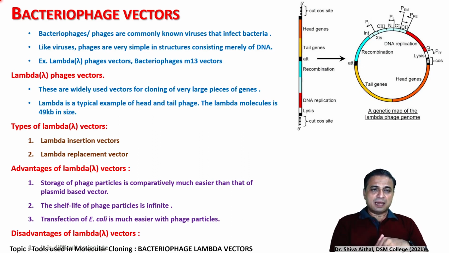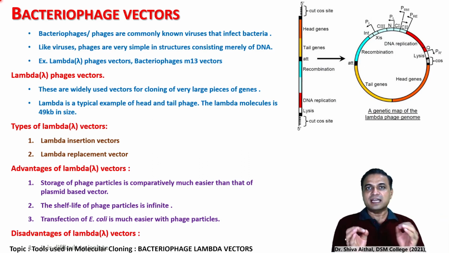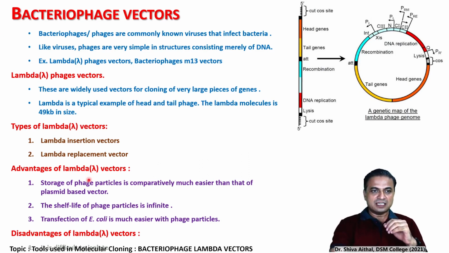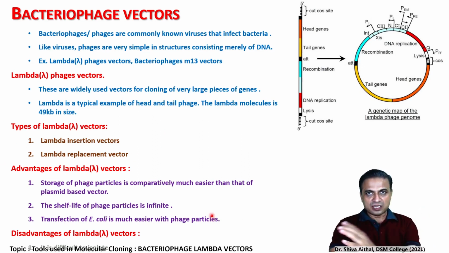We will be discussing lambda phage vectors which are widely used for cloning because they can be used to carry large fragments of DNA as compared to plasmids. Larger segments of genes of interest can be introduced as compared to plasmid vectors. Lambda is a typical example of a head and tail phage, and the lambda genome, as we just saw, is 49 kilobases in length. There are two types of lambda vectors, that is lambda insertion vectors and lambda replacement vectors. What are these? I will explain.